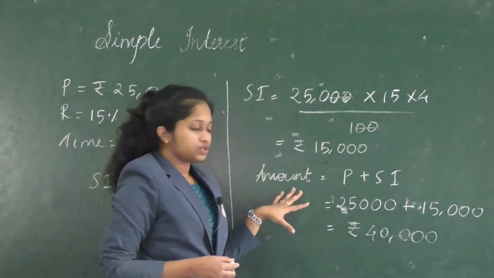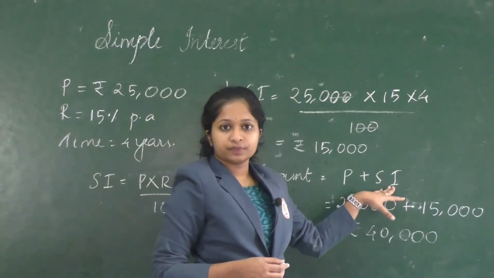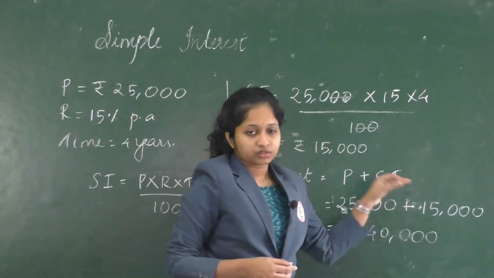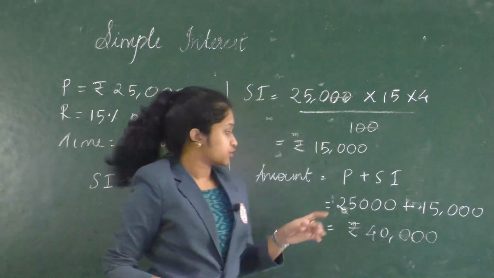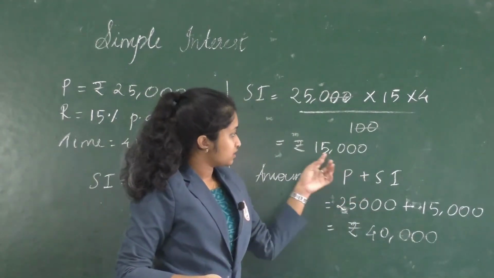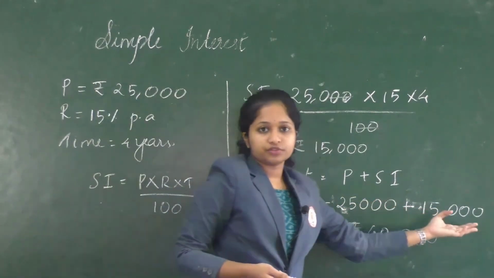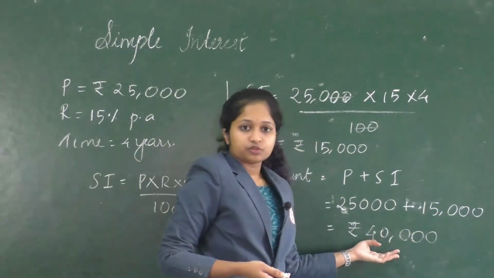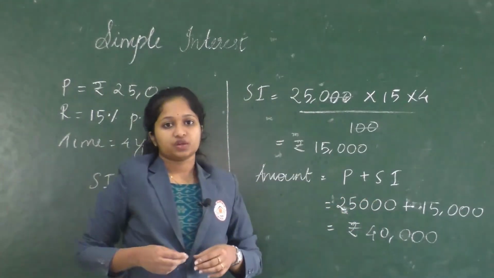Now what is the amount? Amount is principal amount plus simple interest. So the principal is given as 25,000. So 25,000 plus simple interest, that is 15,000. So 25,000 plus 15,000, we get rupees 40,000. So the amount is rupees 40,000.